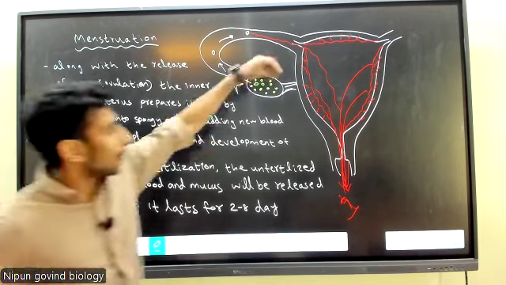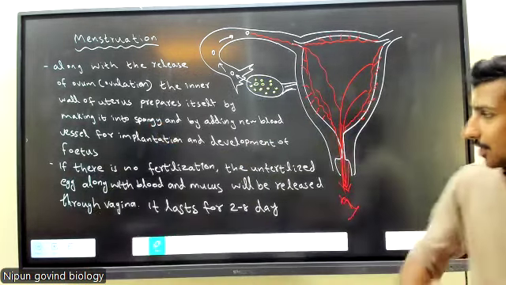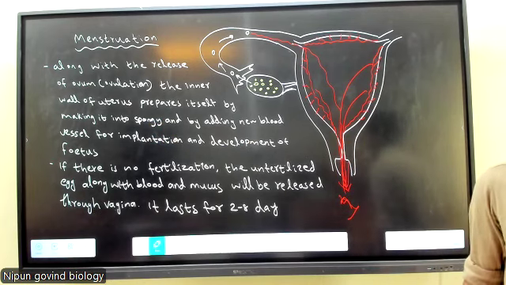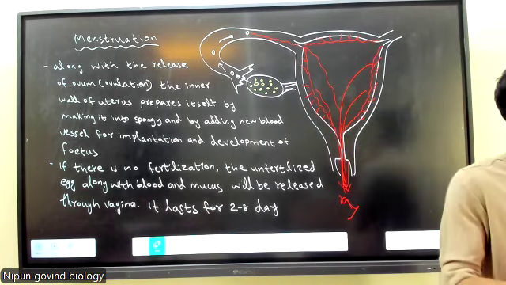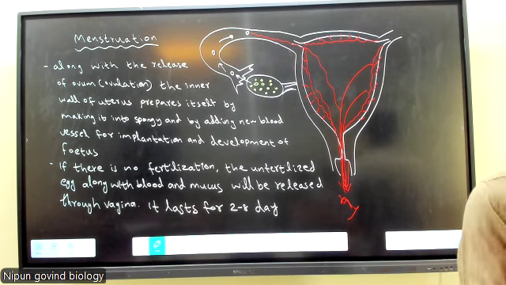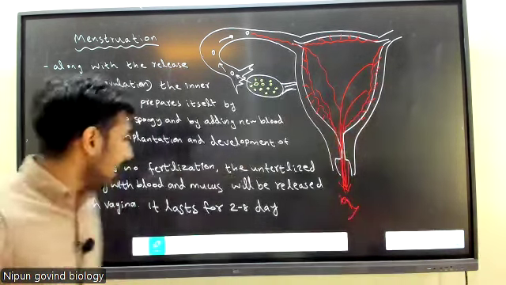If she is pregnant, there is no need for it to go outside. Okay, and if there is no menstruation, which means she may be pregnant. Understood? That's how primarily we confirm pregnancy. If this month there is no menstruation, she may be pregnant.